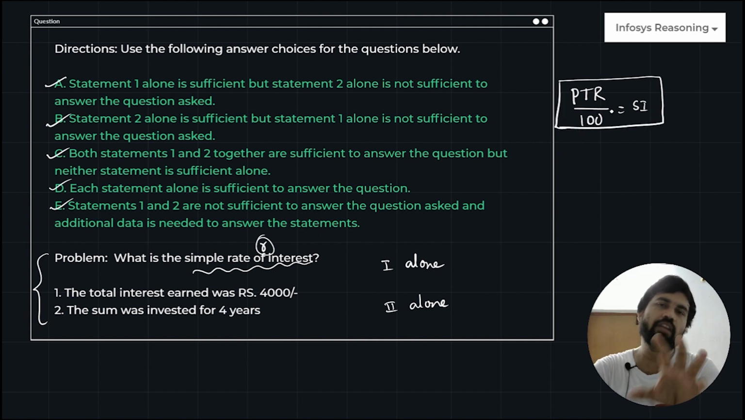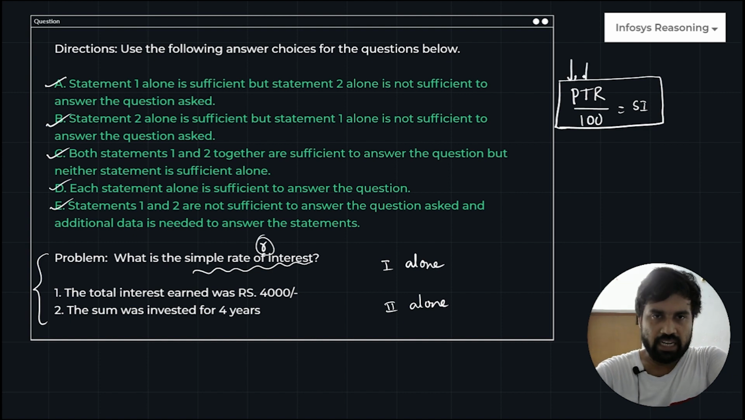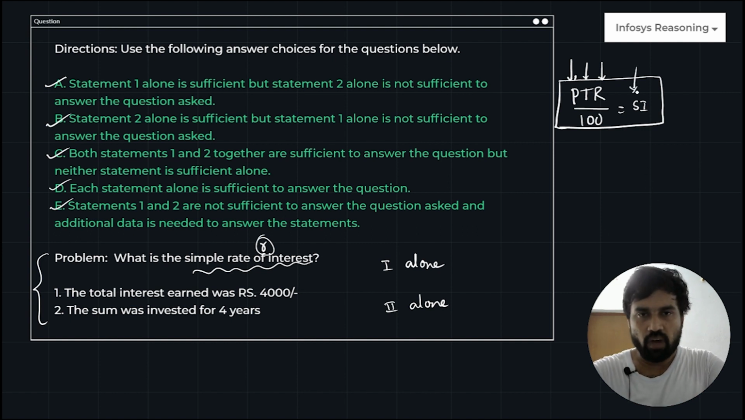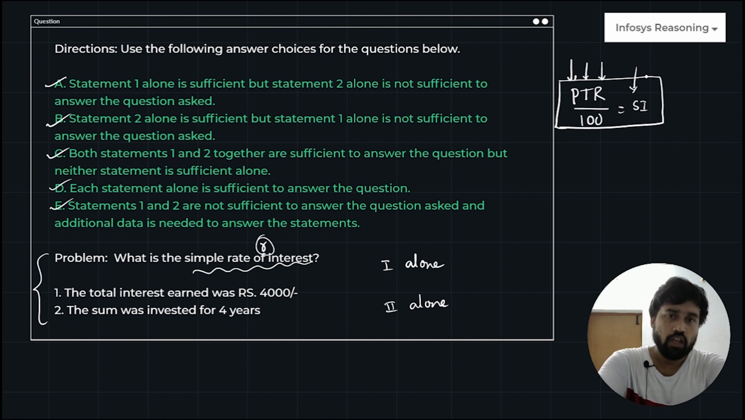So how many variables are there, guys? Tell me in the chat. So there are three variables on the left hand side, P, T and R, and simple interest is the one variable on the right hand side. So we have a total of four variables. Out of four variables, if you know three variables, then only you can find the fourth variable. Am I right or not?